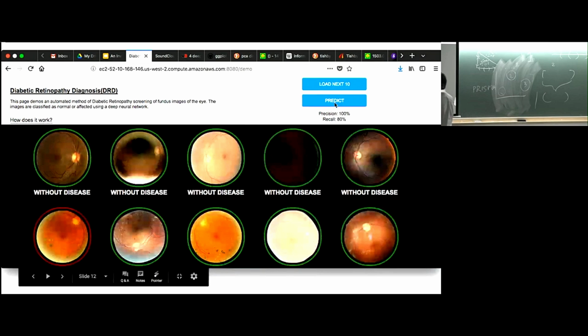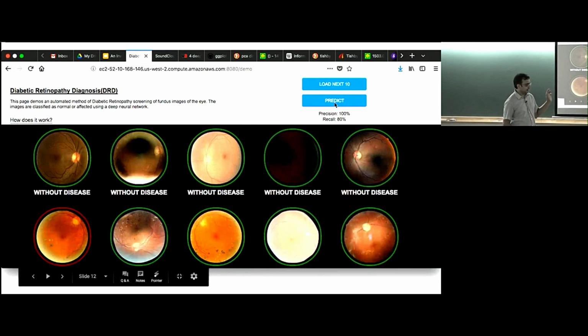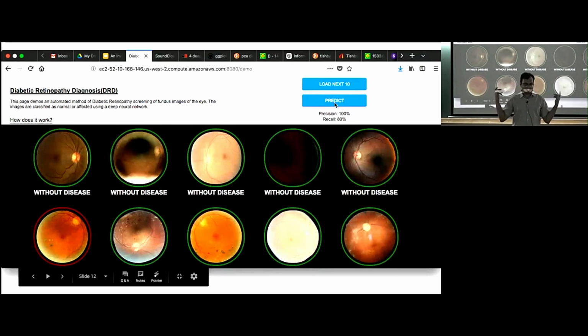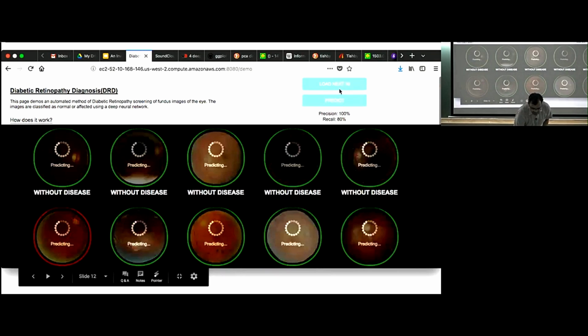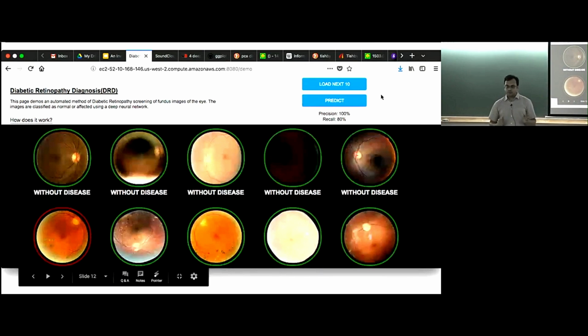Got one wrong with disease. Somebody who had a disease out of these 10 was not recognized as having the disease. Right? This is actually happening. The prediction is happening as I'm talking. So I click predict, but I can load another 10 and predict, and load another 10 and predict. That's exactly what a machine that is going to replace a doctor some day would want to do.